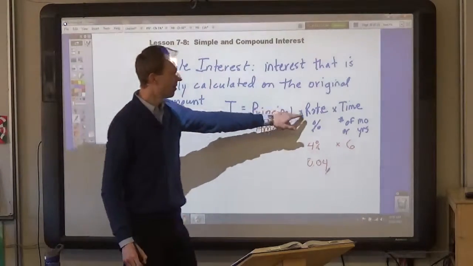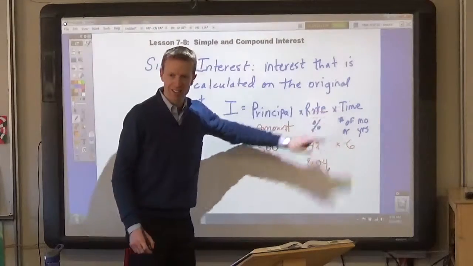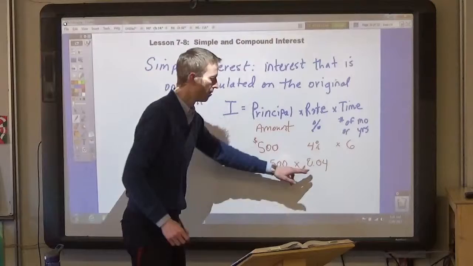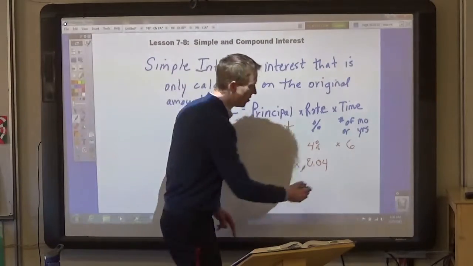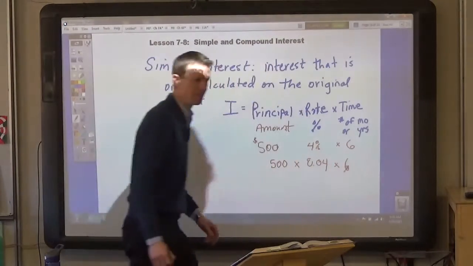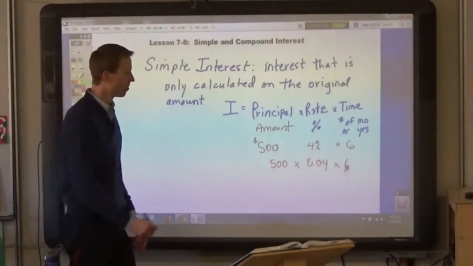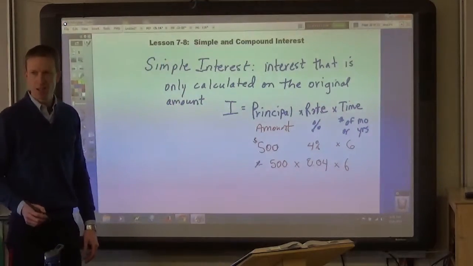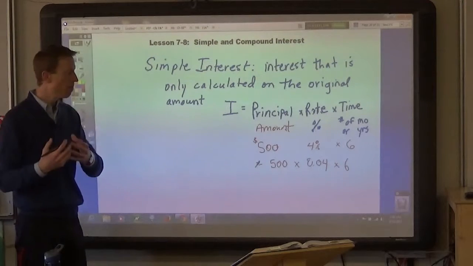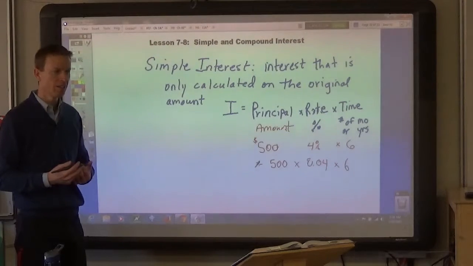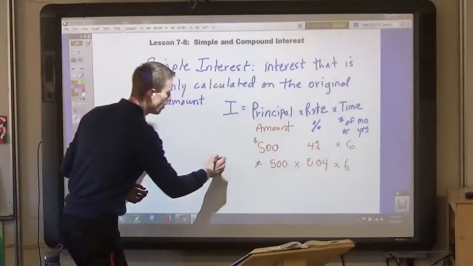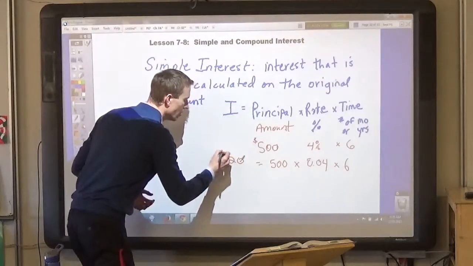And then it's just multiplication, isn't it? 500 times 0.04 times 6 equals the amount of interest. So that's the amount of money that you'll earn. How much was that, Henry? $120.